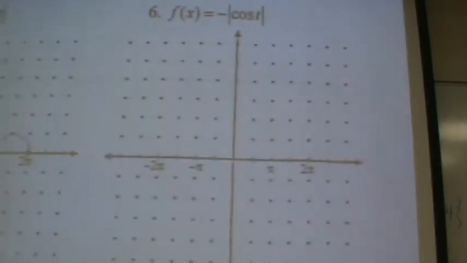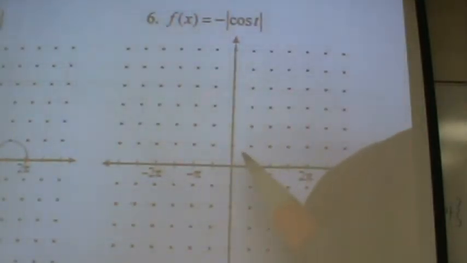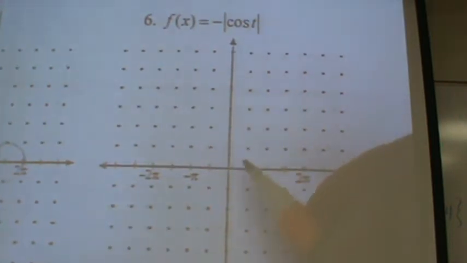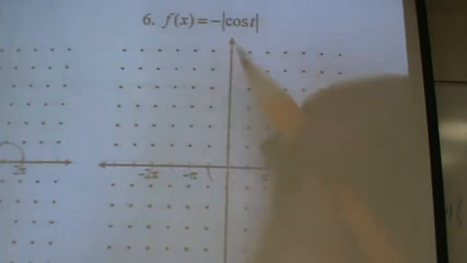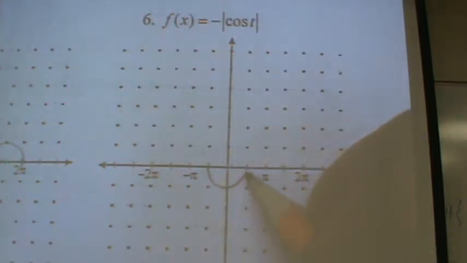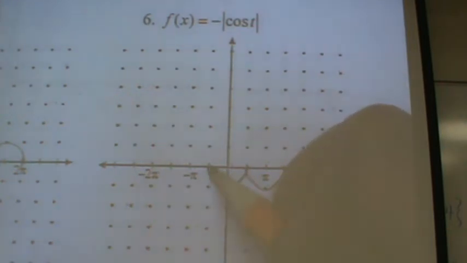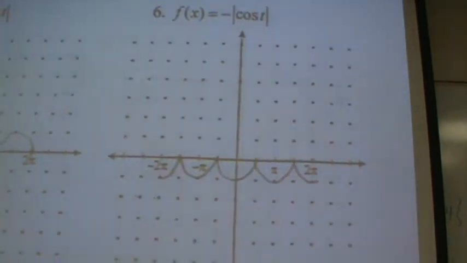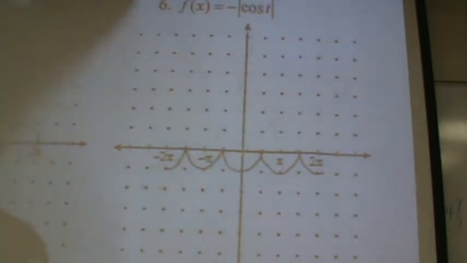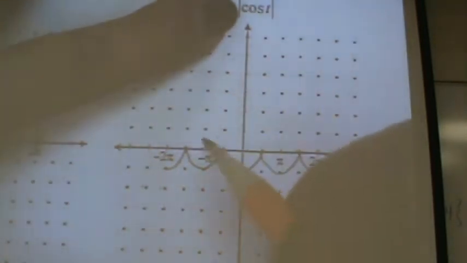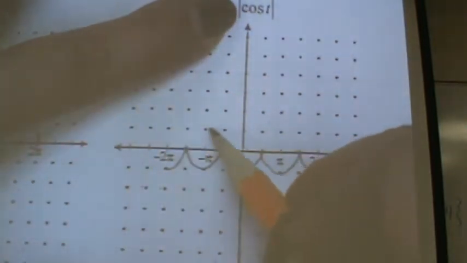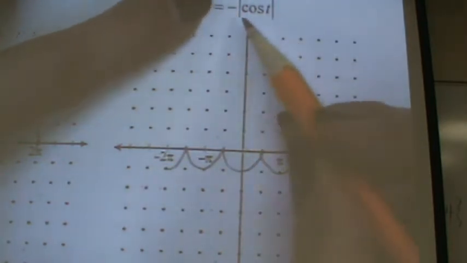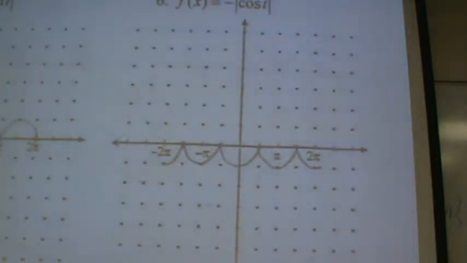Number 6, the cosine graph is going to be, and it's negative, so it's going to be a reflection. It's going to look like this. If it were positive, it would be above, but because it's a reflection, it's upside down.